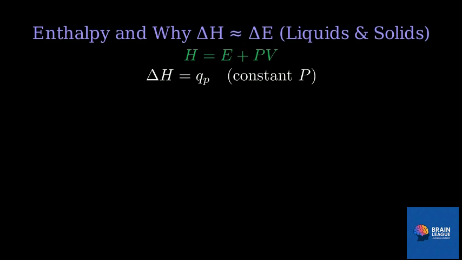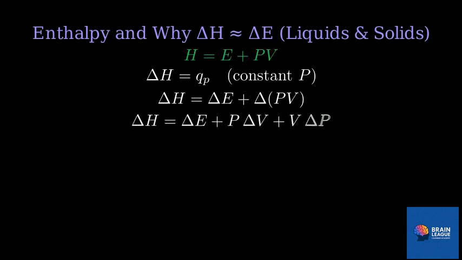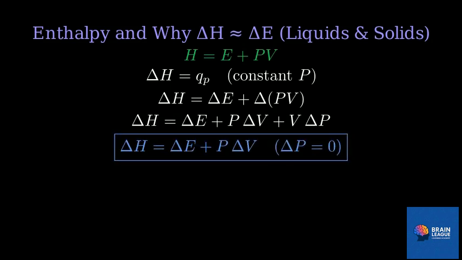Now, let's connect delta H and delta E, starting from H equals E plus PV. Take a change. Delta H equals delta E plus delta of PV. Expand that. Delta H equals delta E plus P times delta V plus V times delta P. At constant pressure, delta P equals 0, so we get the key result. Delta H equals delta E plus P times delta V.